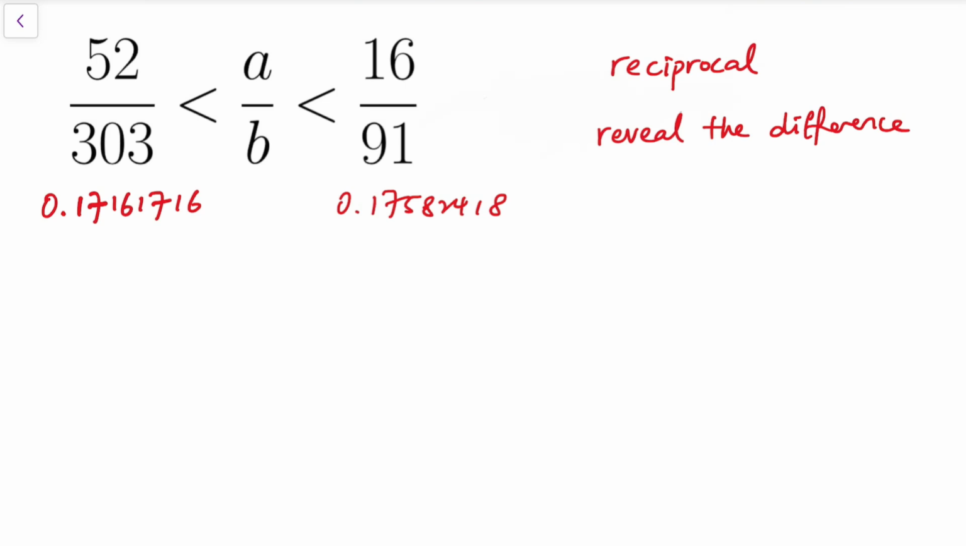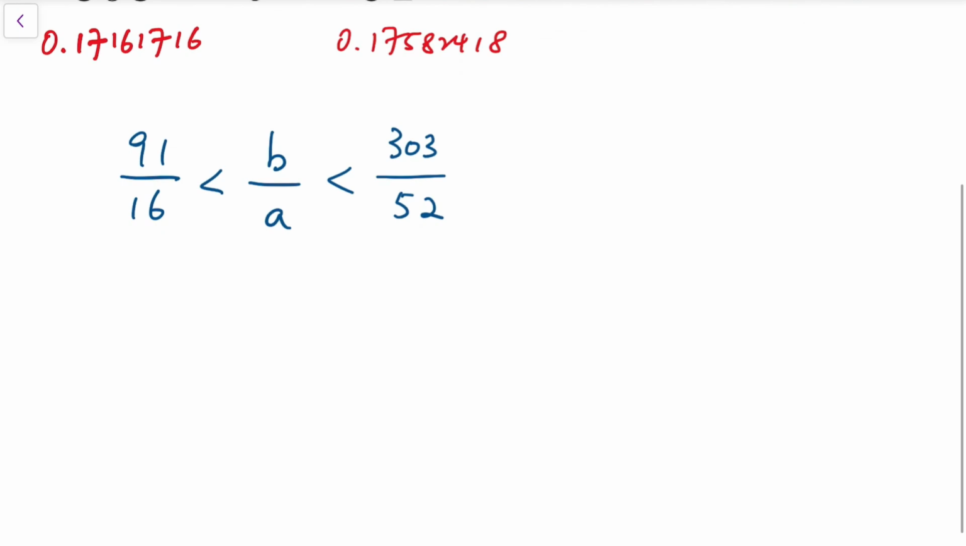To do this, the middle fraction will become b over a, but now the larger fraction, after flipping, will become the smallest fraction. So then this fraction b over a is supposed to be larger than 91 over 16, whereas the smaller fraction is now the largest one. So b over a is supposed to be smaller than 303 over 52. Now let's see whether the difference becomes wider between the two numerical fractions.